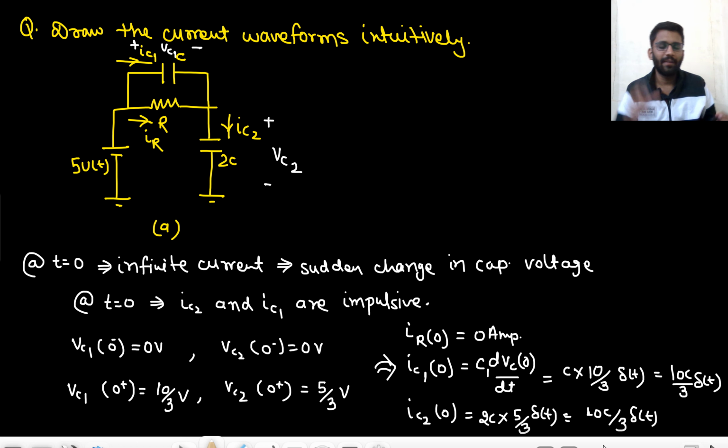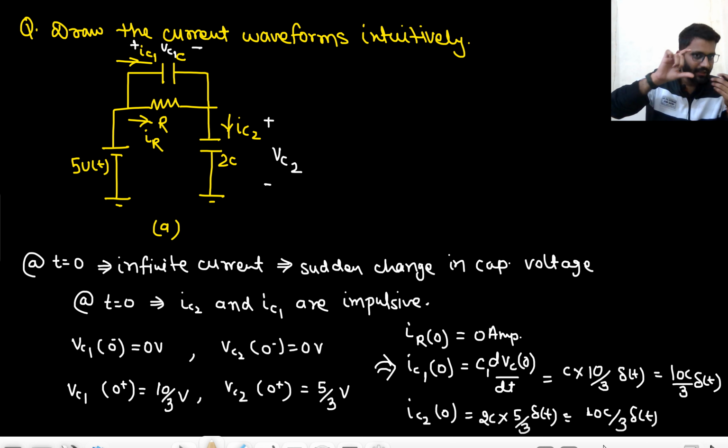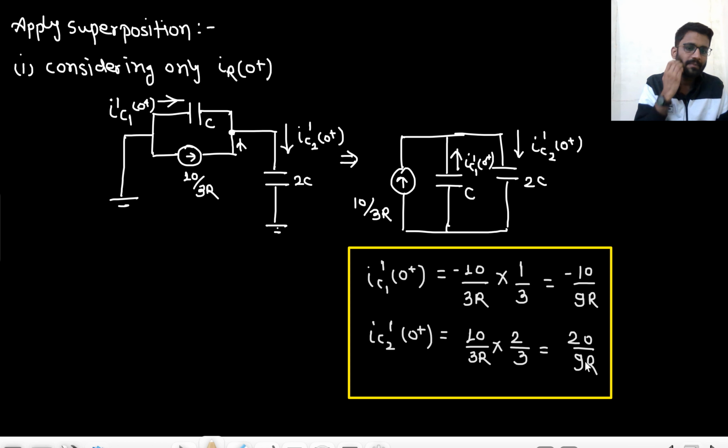Now at t equals 0 plus, I am seeing 4 sources: the voltage across capacitor C, the voltage across capacitor 2C, a battery of 5 volt, and the current in the resistor, whose value was 10 by 3R. Because of all these sources, there will be some current. First I check the 10 by 3R current, which will be divided between C and 2C. So C will have 10 by 3R into 1 by 3, that means 10 by 9R, and 2C will have 10 by 3 into 2 by 3, so 20 by 9R. Since the direction of IC1 is this, but the current is flowing in the opposite direction, I had to write minus 10 by 9R, and for IC2 I write 20 by 9R.